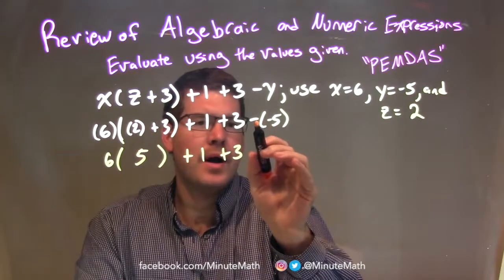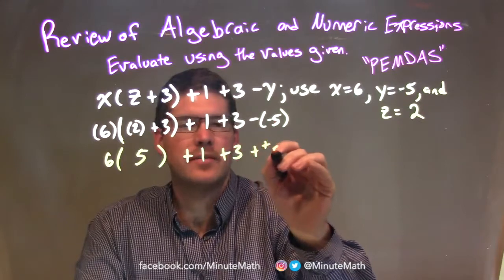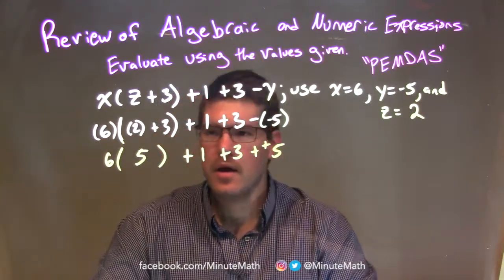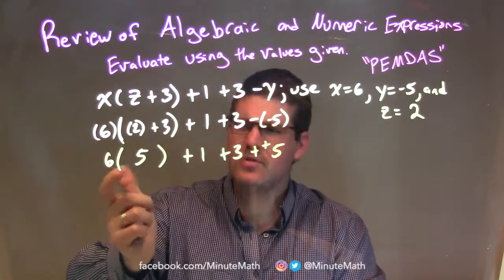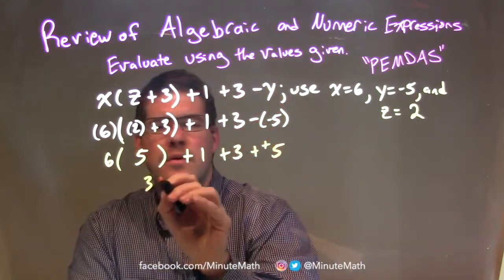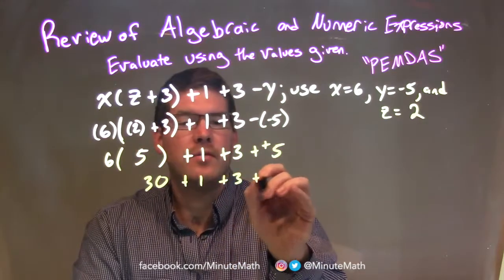Now here we have a minus a negative 5. That's the same thing as adding a positive, so I'm going to switch that here to a positive 5. Next step is multiplication. We have multiplication going on here, right? So 6 times 5 is a 30. 30, then we have plus 1, plus 3, and then plus a 5.